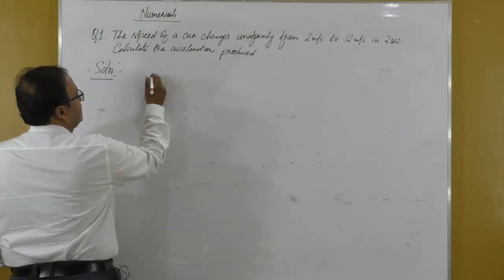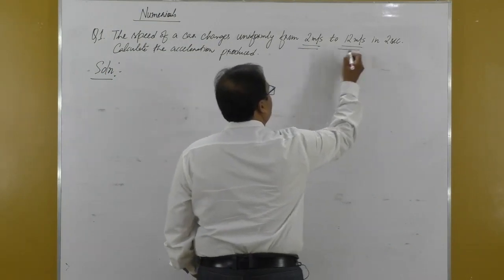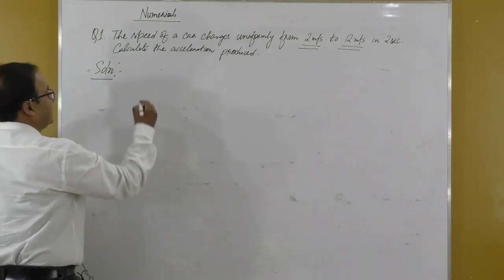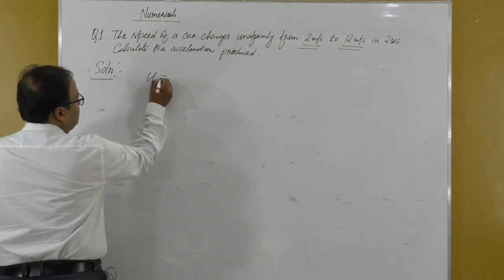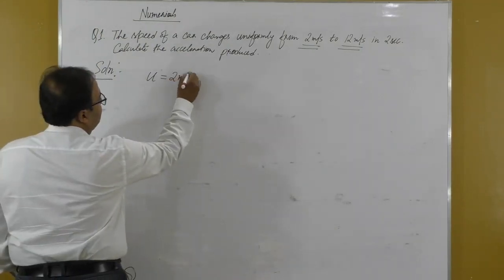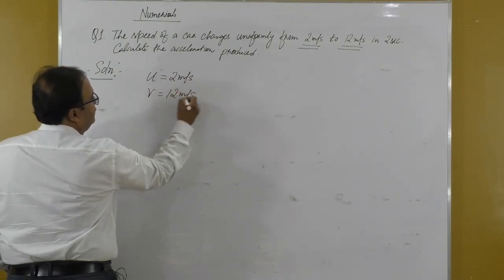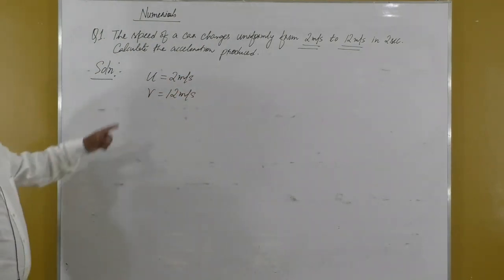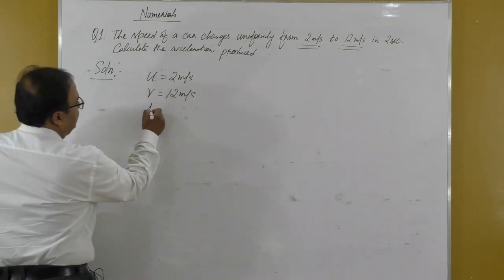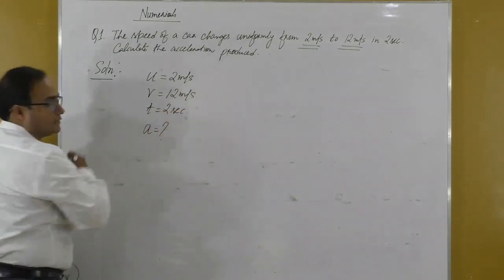In this particular question, the speed or velocity changes from 2 meter per second to 12 meter per second. तो पहले speed और velocity कितना था, 2 meter per second. तो initial velocity, starting velocity, symbol is u. U is 2 meter per second and v is 12 meter per second. V represents final velocity. तो पहले 2 meter per second, बाद में 12 meter per second, and the time taken 2 seconds, and you are asked to calculate acceleration.